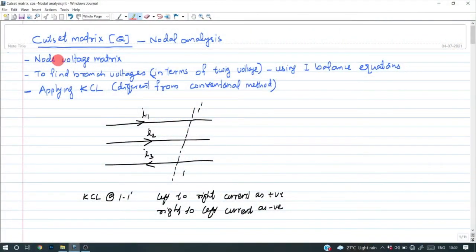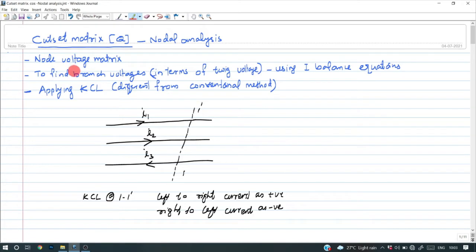In this video, let's discuss another important matrix in graph theory, that is the cut set matrix. It is usually represented by the Q matrix. This matrix is used for nodal analysis. Therefore, it is also known as the node voltage matrix. Or in other words, it is a matrix used to find branch voltages in terms of tree branch voltages, that is, twig voltages. It is obtained by using the current balance equation.